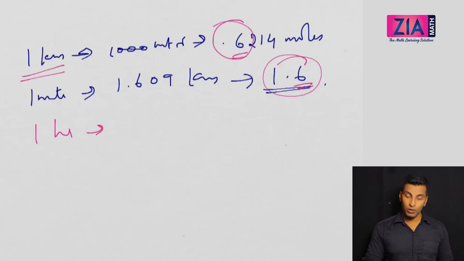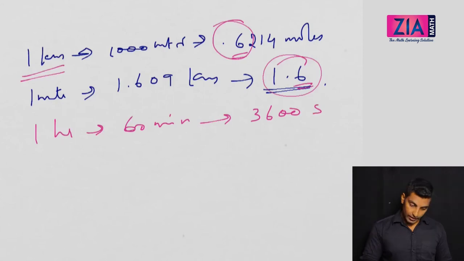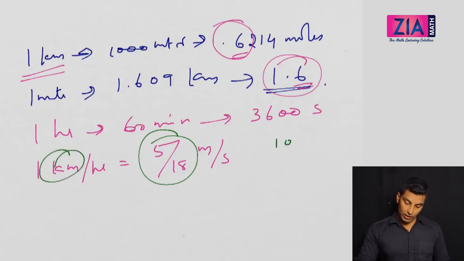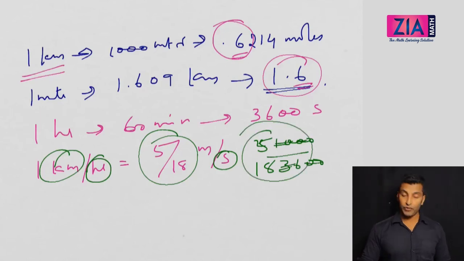1 hour, obviously, you know is 60 minutes. So if you need to convert 1 hour into seconds, it is 60 minutes, and 1 minute is 60 seconds. So 60 into 60 is 3600 seconds. Then 1 kilometer per hour is 5 by 18 meter per second. Now why do you get 5 by 18 meter per second? 1 kilometer is how many meters? 1000 meters. 1 hour means how many seconds? 3600 seconds. So when you cancel these, you can cancel 10 and 36 with 2. So that's how you get 5 by 18.